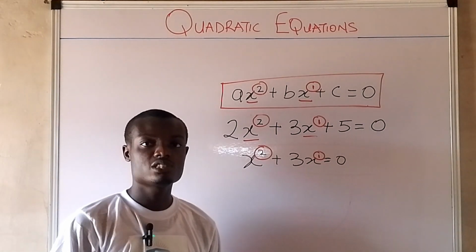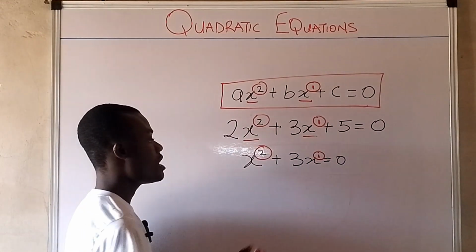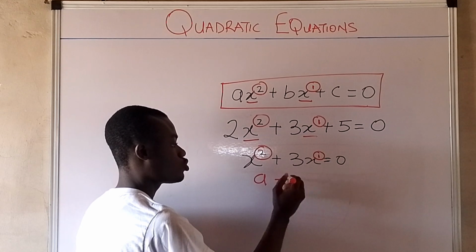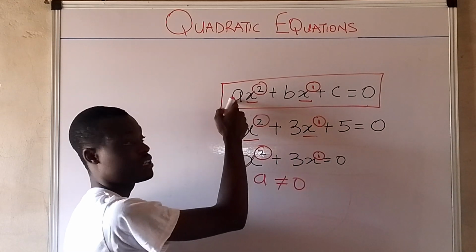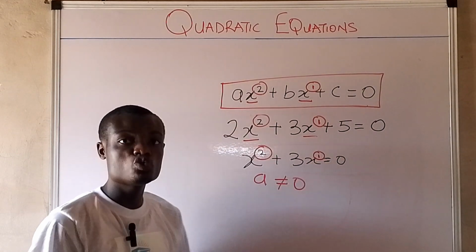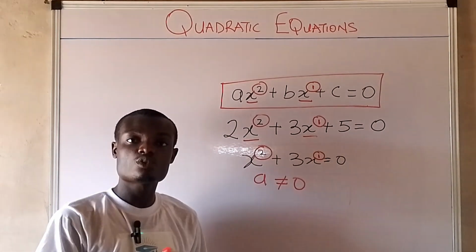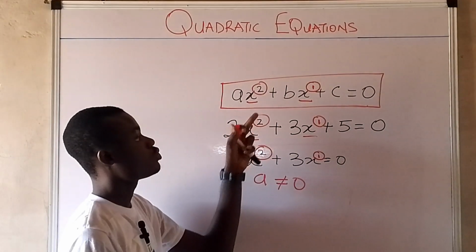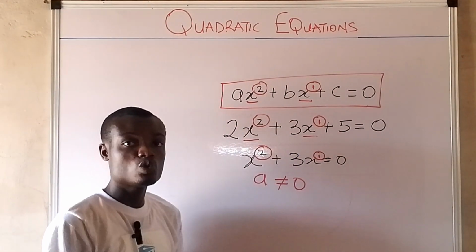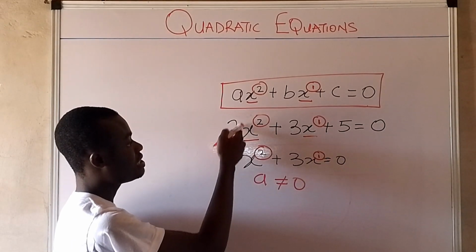And you should know something. In this standard form, a must not be equal to 0. That is, this a, or the coefficient of x squared, should not be equal to 0. Because if it is equal to 0, it will shift this equation from being a quadratic equation to a linear equation. Let's say this is 0.